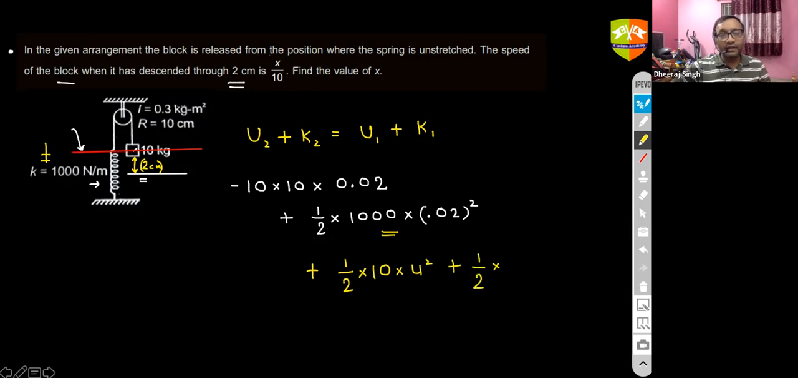What is that? Cylinder, right? Whatever it is, we are assuming it is rotating. Half I omega square, where omega is u by R, u by 0.1, whole square. Right? So this is U2, this is K2. This is equal to U1, which is 0, plus K1, which is 0.